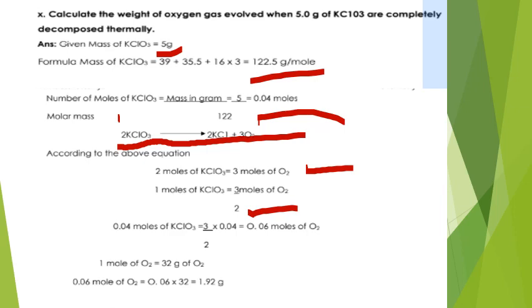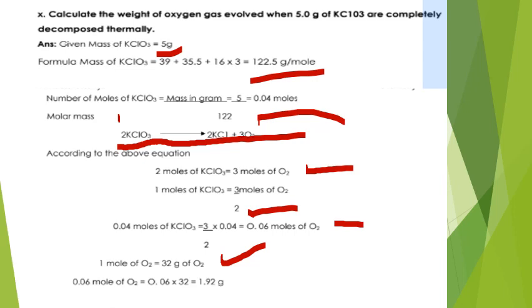You will get your answer. 32 grams is the molar mass of oxygen. The moles you got from this numerical are 0.06. To get grams, multiply it with the molar mass of the oxygen gas. Multiply with 32, and you will get your answer, 1.92 grams.